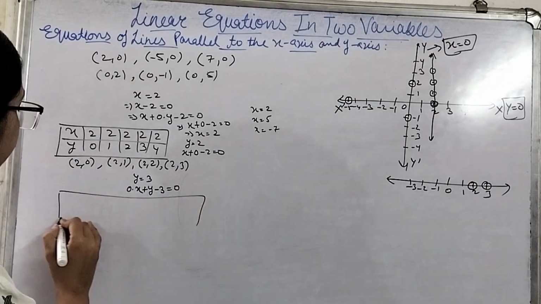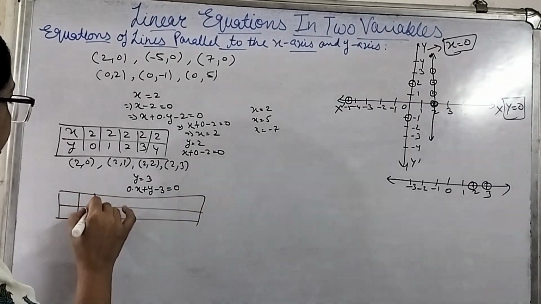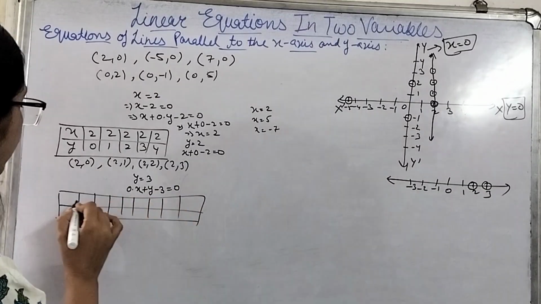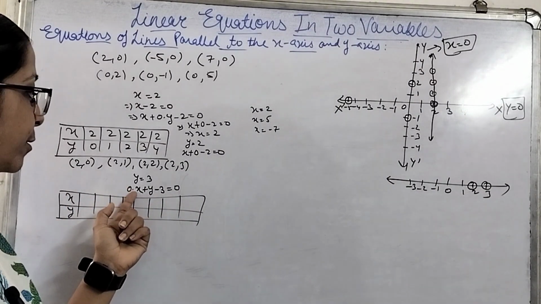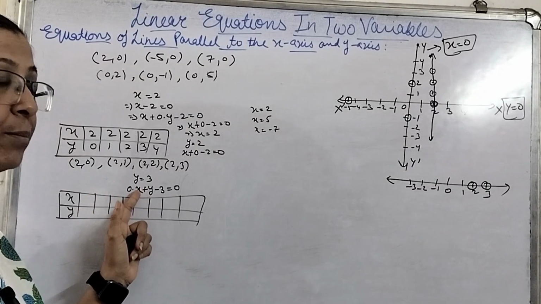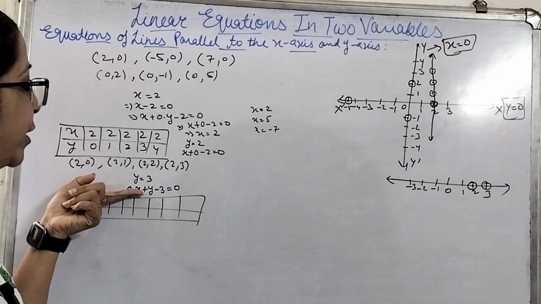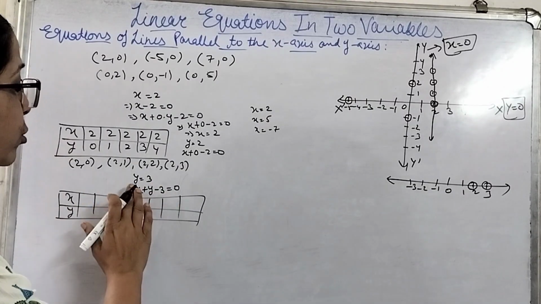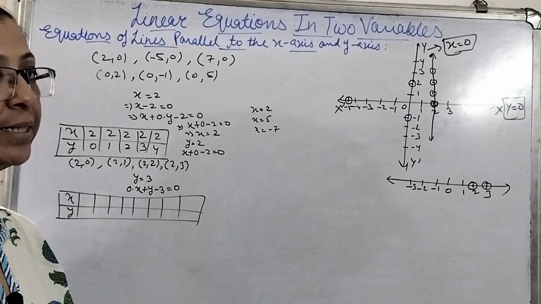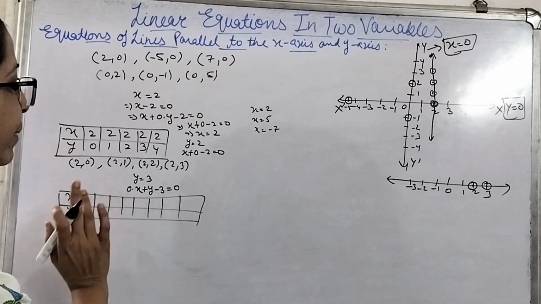Now again we will make a table like this. We will find the solutions of this equation, x, y. Whatsoever the value of x I take, 0 multiplied by that number will be 0 only. It is not going to make any change in the value of y. y will always remain 3 whatsoever the value of x we take, because it is going to be multiplied by 0 only.